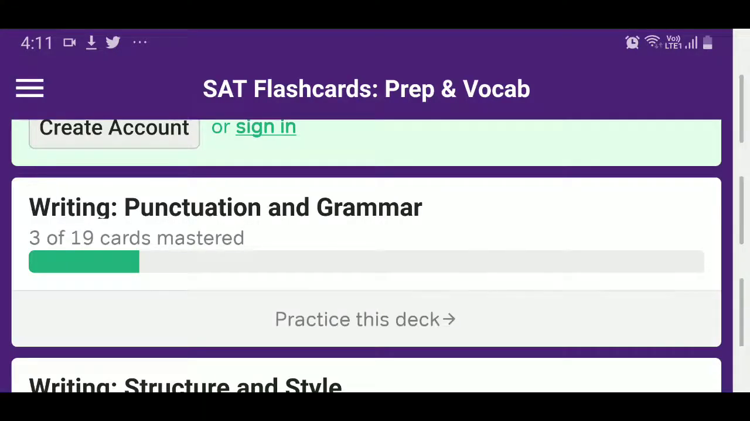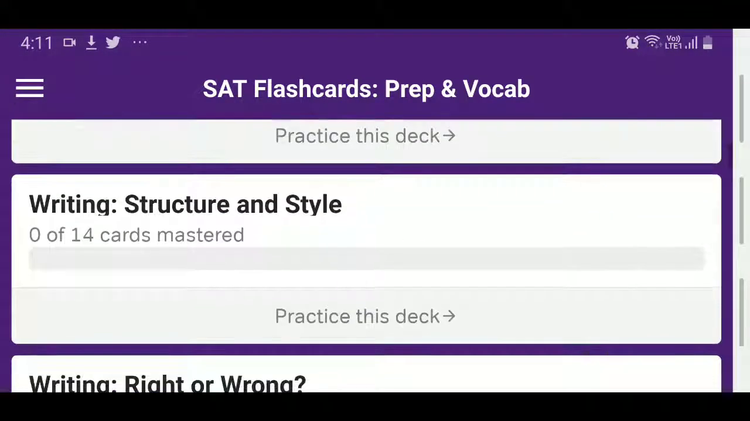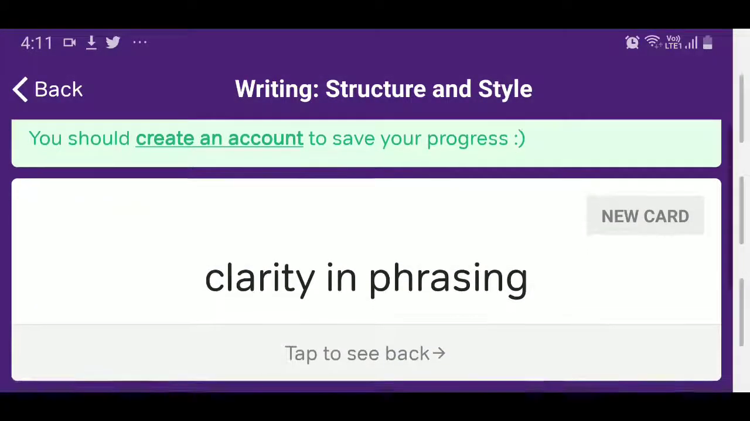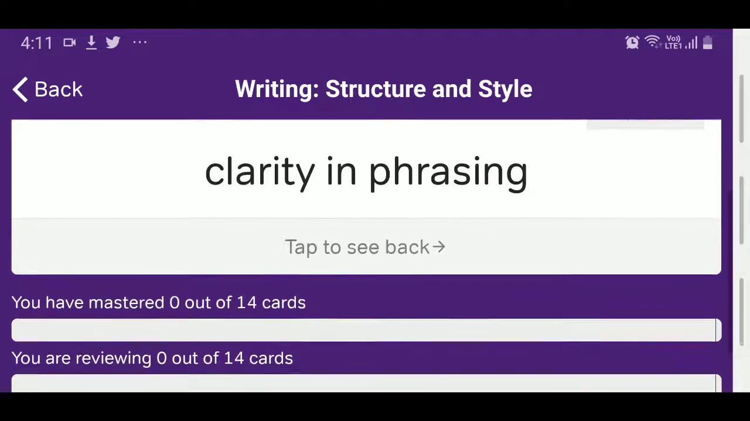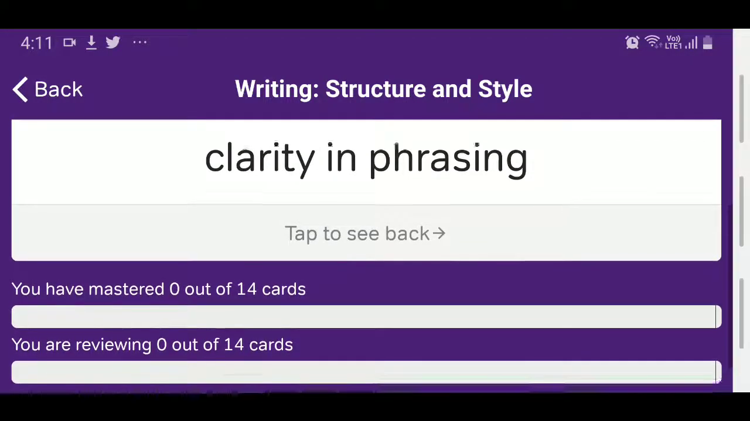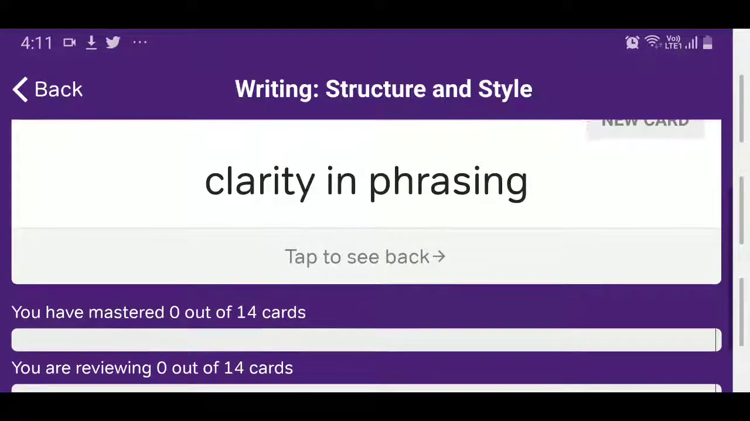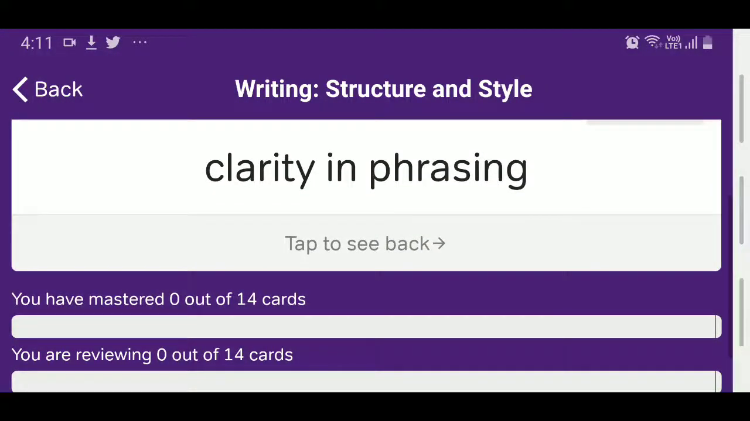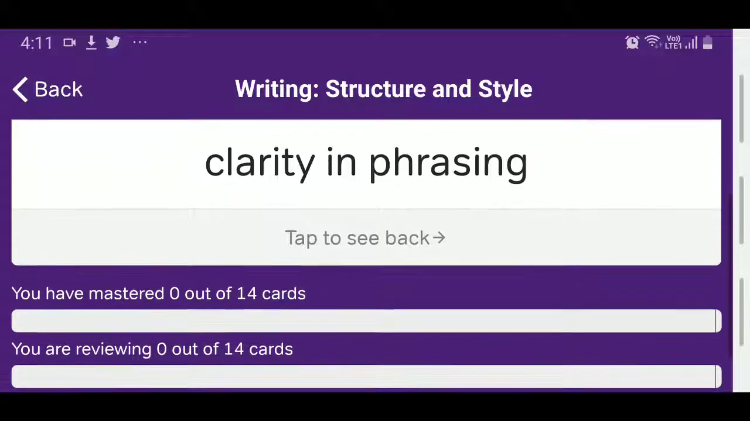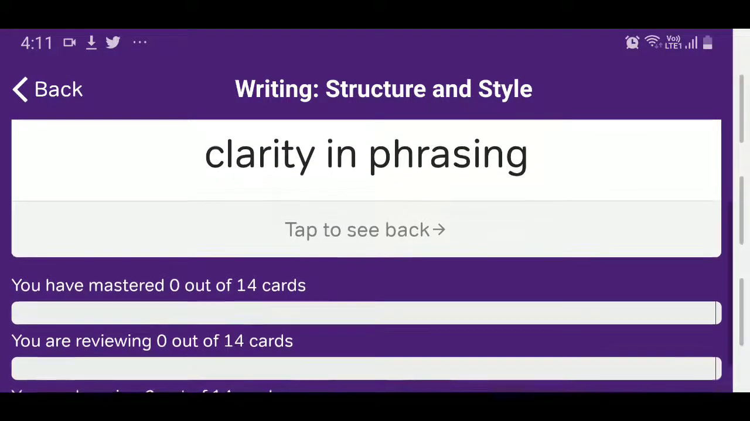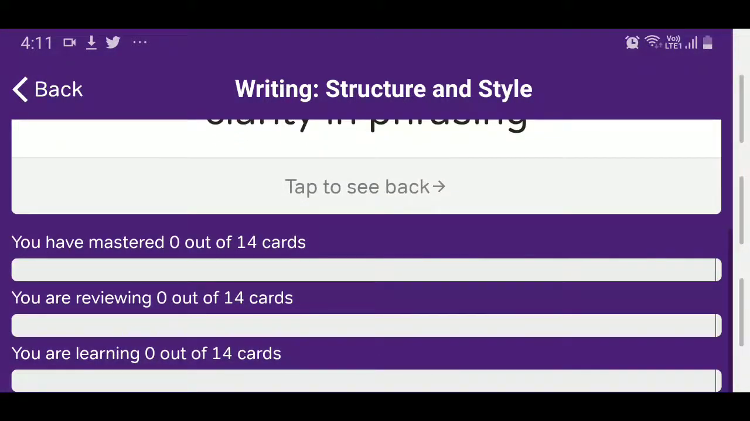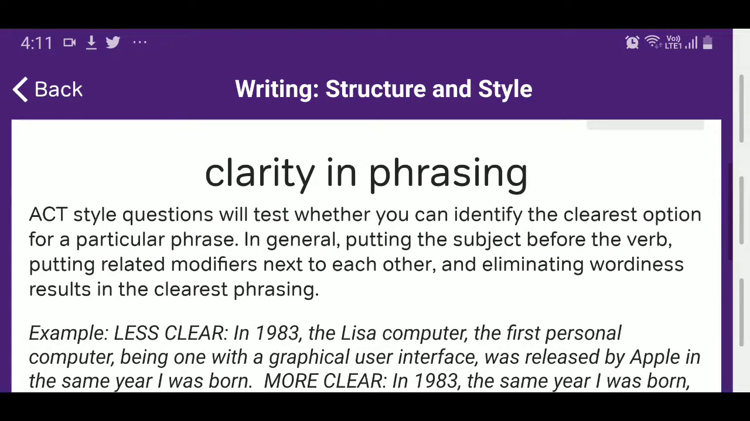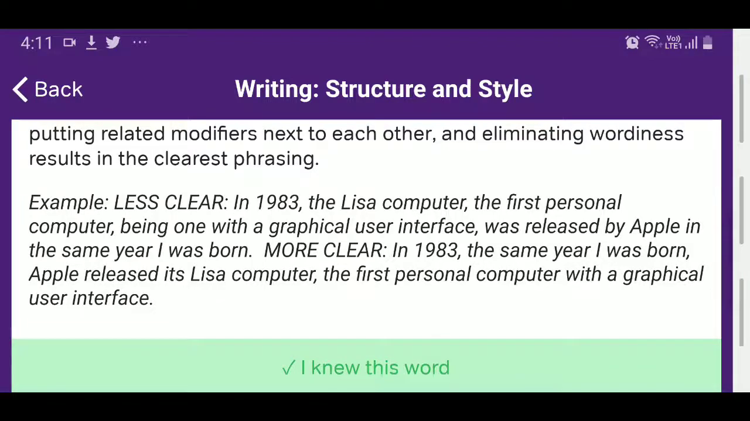Let's see which other cards are there in this. Apart from that, there are writing structures and style. Let us see one or two cards from this. Clarity in phrasing. This is one particular concept which is tested in the SAT test, and this is also one important aspect of writing. Whenever you are writing, you should write in such a way that the sentences are easy to understand. Let's see what is the example given here.